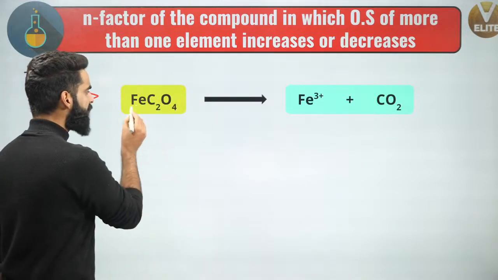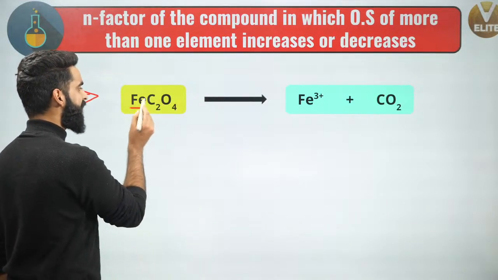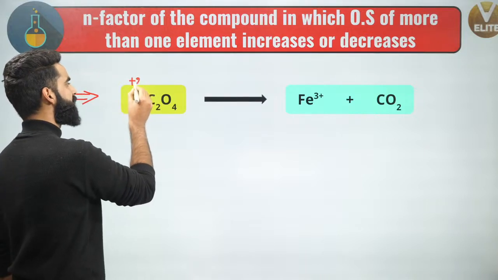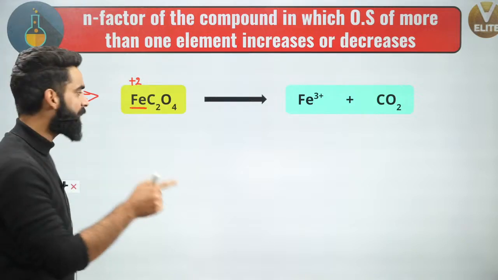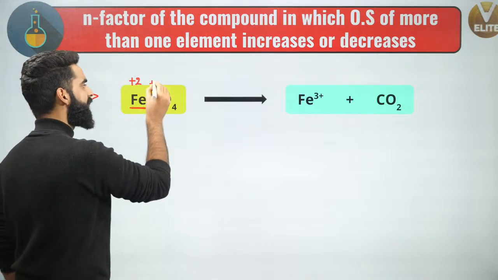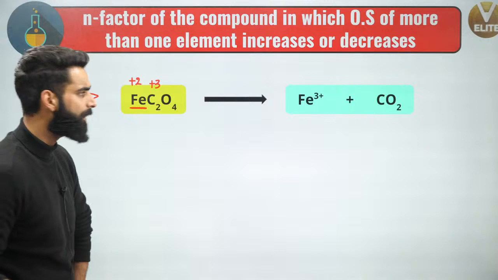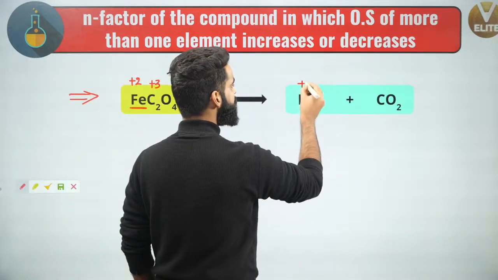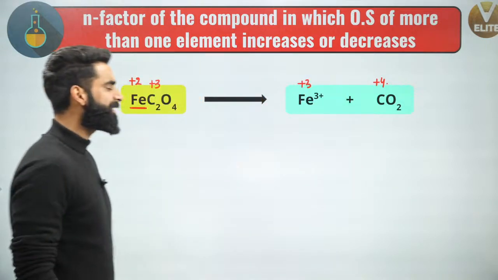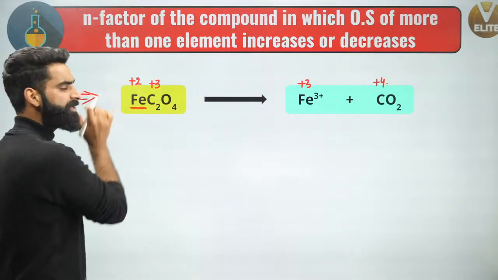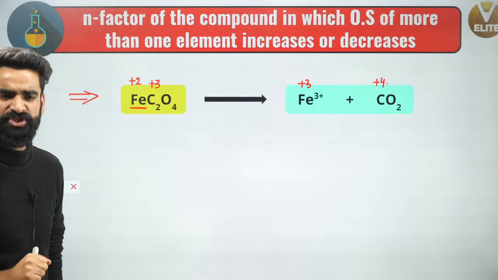First of all, if I want you guys to calculate the oxidation state of this iron right here, it is going to be simply +2. In the last session, we talked in detail about how to calculate oxidation state. If I want you to calculate the oxidation state of this carbon right here, isn't it going to be +3? Absolutely, yeah. What about the oxidation state of iron right here? It is going to be +3. What about the oxidation state of this carbon right here? +4. People, can I say this is the compound in which the oxidation state of more than one element is changing?